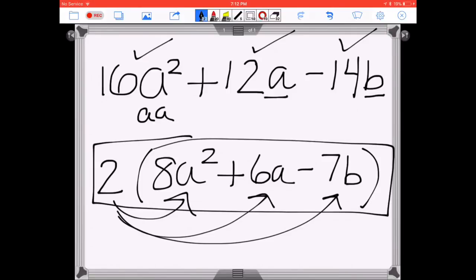And that's it. That's going to be all that you really need to think about as we move into Monday. We're going to continue to talk about greatest common factor and factoring in general when we get to class on Monday.